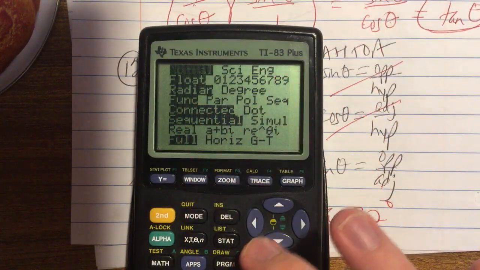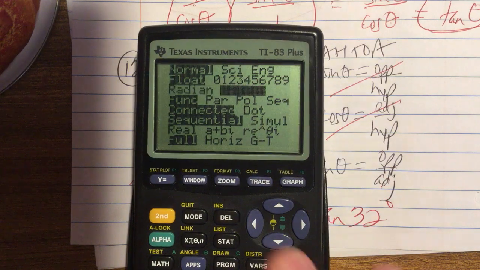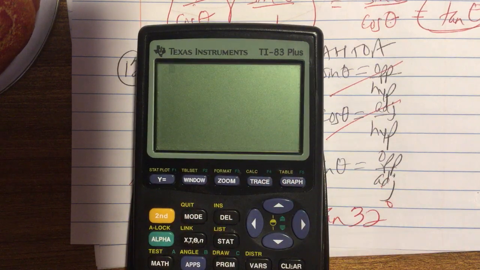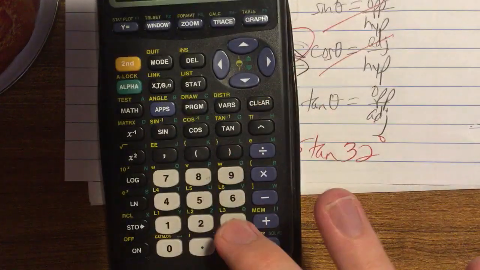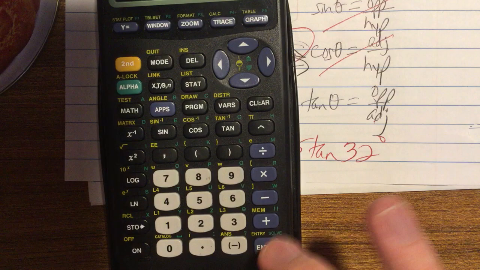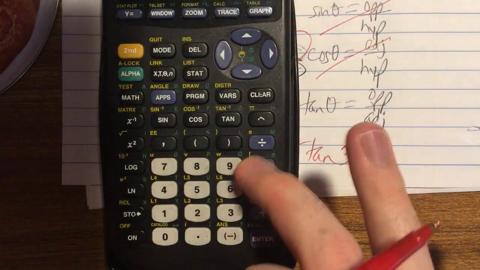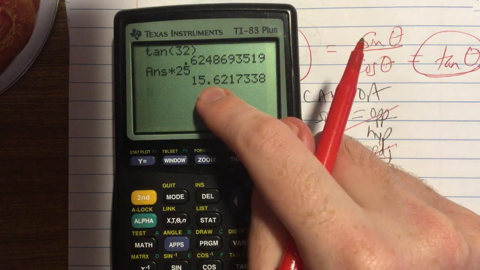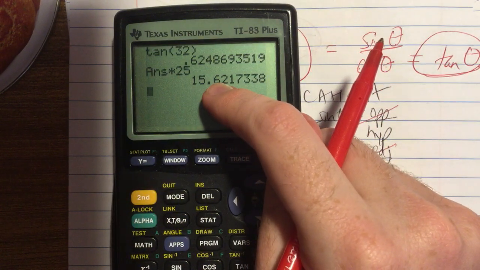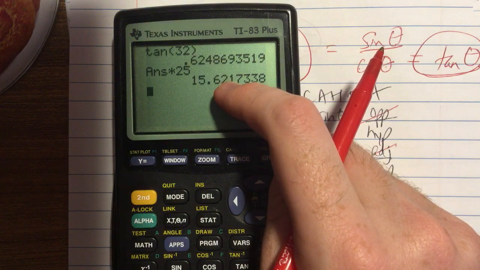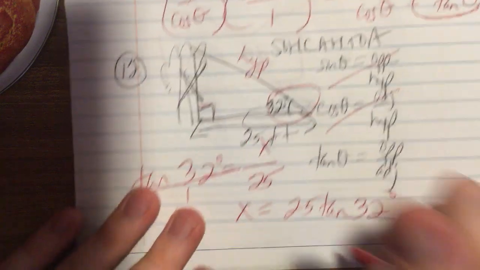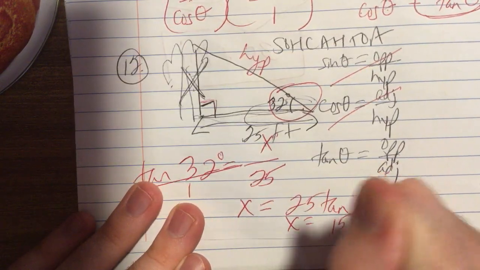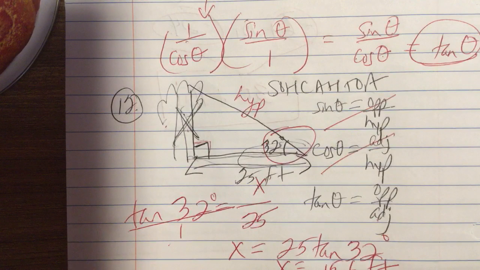Right now it's in radians, so I have to go switch it back to degrees. And then go back to my main screen, and I would like to take the tangent of 32 degrees. Tangent of 32 degrees, and I have to multiply that by 25. I get 15.6217. I round to the nearest tenth. The 6 is in the tenths spot. The number to the right is 2, which is going to keep it the same. So the nearest tenth is going to be 15.6. That's your height of the tree, and it's in feet. Choice B.